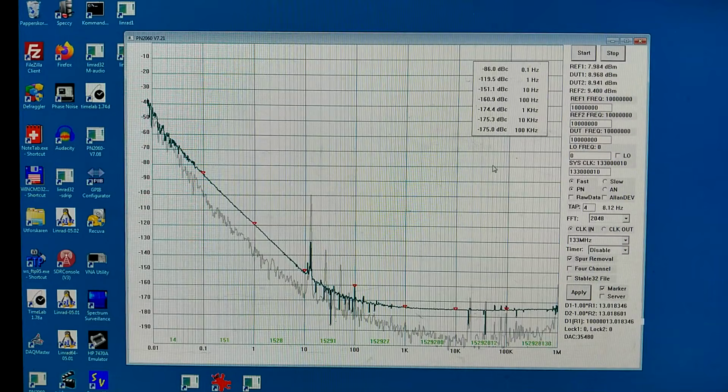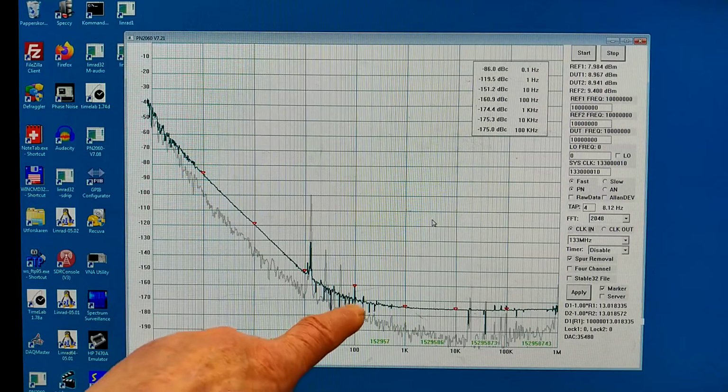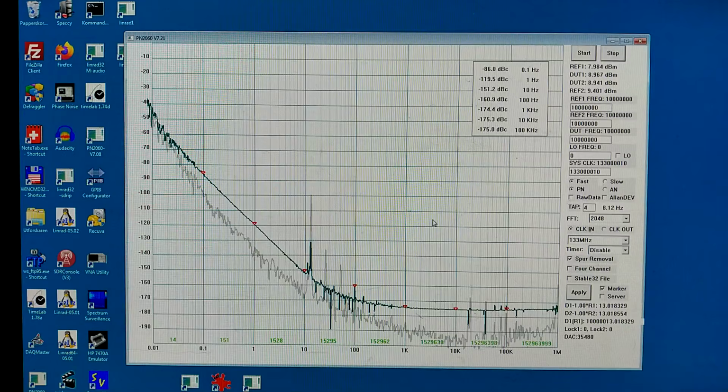And all the time the best I have had is minus 120.5. Right now this measurement shows minus 119.5 at 1 Hertz. I have seen an improvement here when changing the operating position of the bipolar transistors, but at 1 Hertz offset it's always the same, with small changes, and a few times a significant degradation down to maybe minus 115.